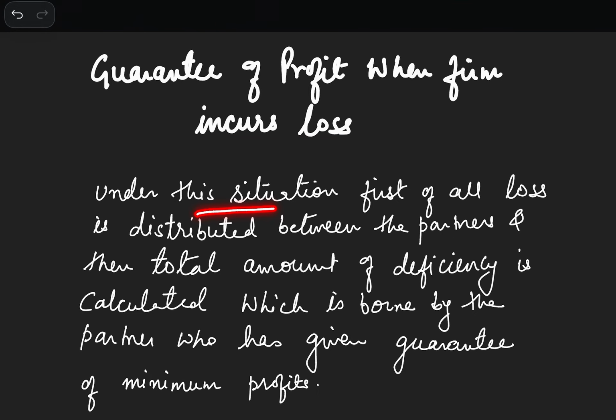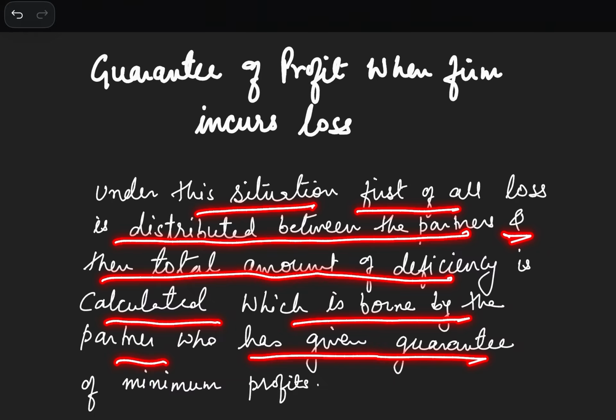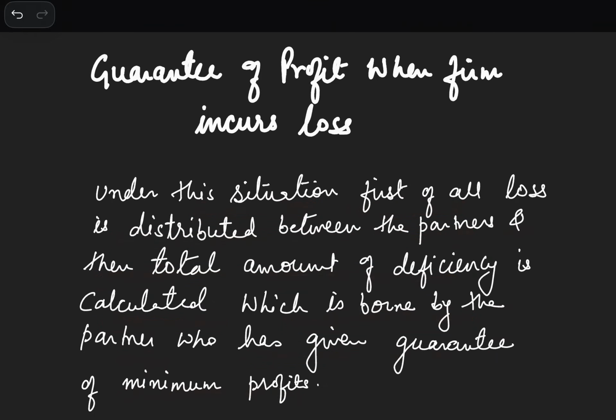Under this situation, first of all, the loss is distributed between the partners, and then the total amount of deficiency is calculated, which is borne by the partner who has given the guarantee of minimum profits. Let's discuss one example.